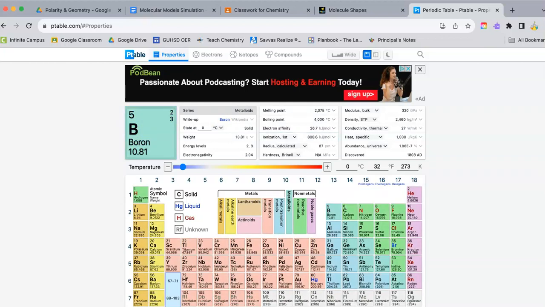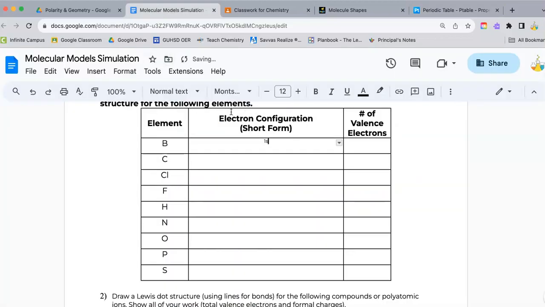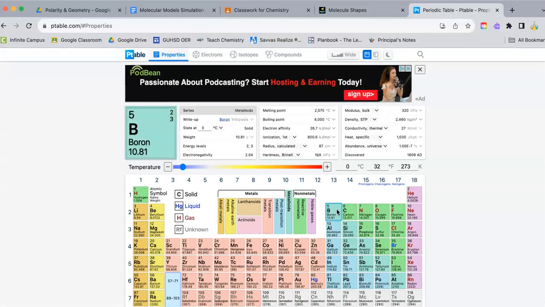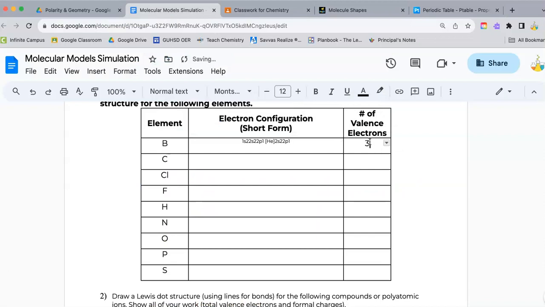If I want to do it in the short version, I could also do helium, 2s2, 2p1. Valence electrons. We know boron's valence electrons. It's 3. It's in group 13. That hasn't changed either.